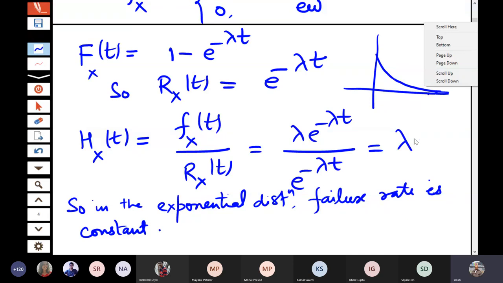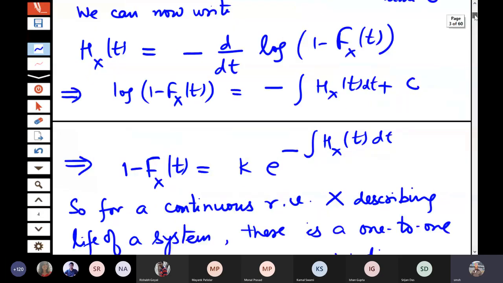Now you can look at the reverse also, that suppose the failure rate constant is given here, okay, lambda, and if you substitute here, what you will get? e to the power minus lambda t, because integral of h(t) will give me lambda t here, so it will become e to the power minus lambda t. So that is the CDF of the exponential distribution. So you will get the PDF as lambda e to the power minus lambda t. So given the constant failure rate, you will get exponential distribution, and for the exponential distribution, you have a constant failure rate.